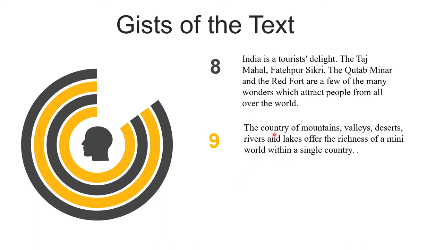The country of mountains, valleys, deserts, rivers and lakes offers the richness of a mini world within a single country. Dear learners, notice this line is very important. The country of mountains, valleys, deserts, rivers, lakes, offers the richness of a mini world.